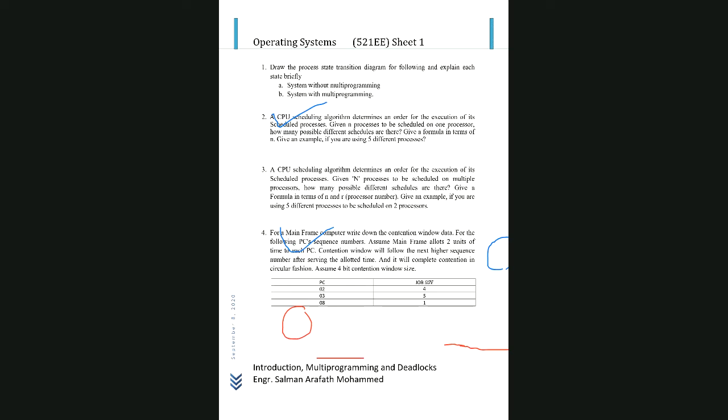Give the formula in terms of n and r. Here he has given r as the processor number. And also he is giving an example where you have to solve for n is equal to 5 processes and r is equal to 2 processors. So let me solve this problem. Are you able to see my board? Just a minute, I will share. This is our third solution.